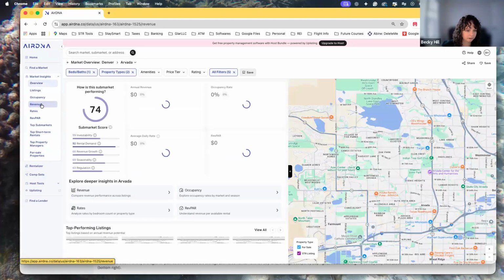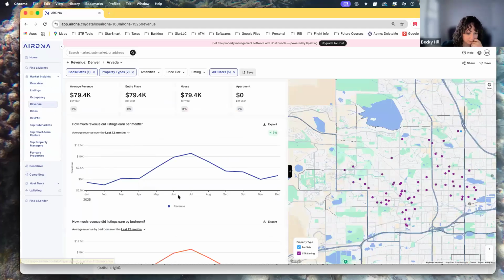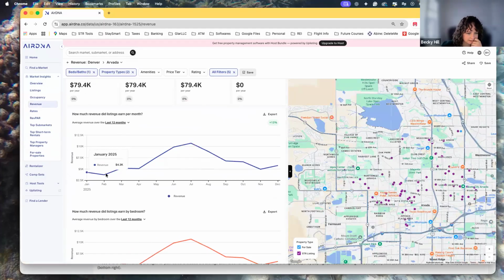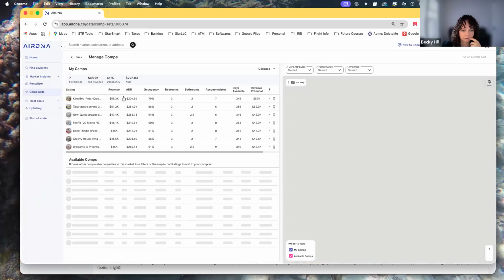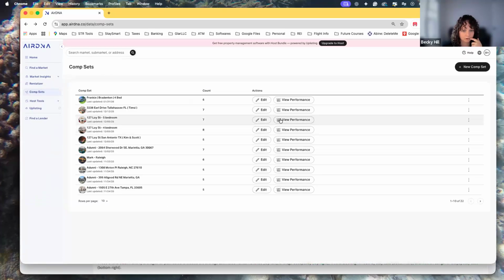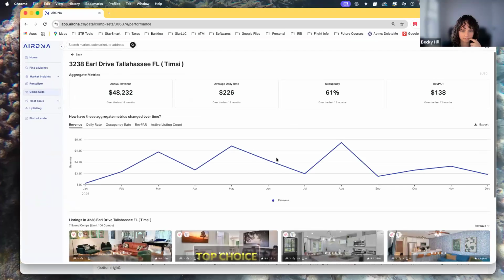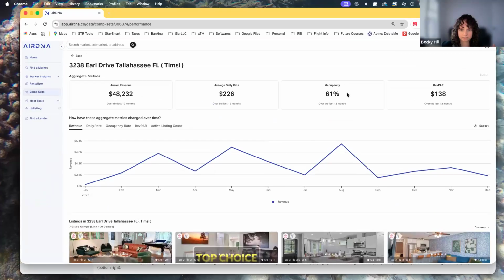Now, in AirDNA, if you were to just go into the market and look at revenue for 5 bedrooms on a monthly basis, obviously this is based on properties from the 25th percentile to the 90th percentile. It's a wide range. So when I'm doing underwriting, and even comparing properties while I'm still working on them, I go into my comp sets and look at performance. It gives me an idea of the numbers that I'm more likely to hit.